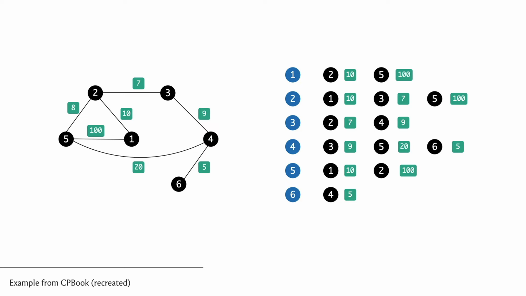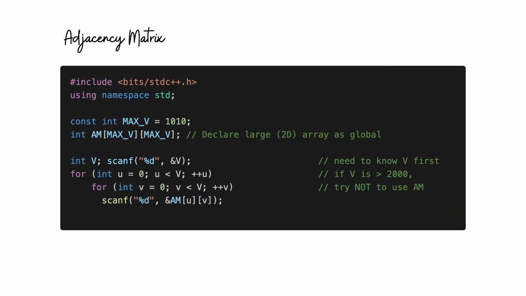Now let's just take a quick look at the implementations of these representations, starting with the adjacency matrix first. So here we are basically declaring a 2-dimensional array with a substantial amount of space reserved. So you can initialize MAX_V to the maximum amount of space that you would need. You could derive this by just looking at the constraints of your problem. And once you have reserved enough space, it's just a matter of populating this matrix.